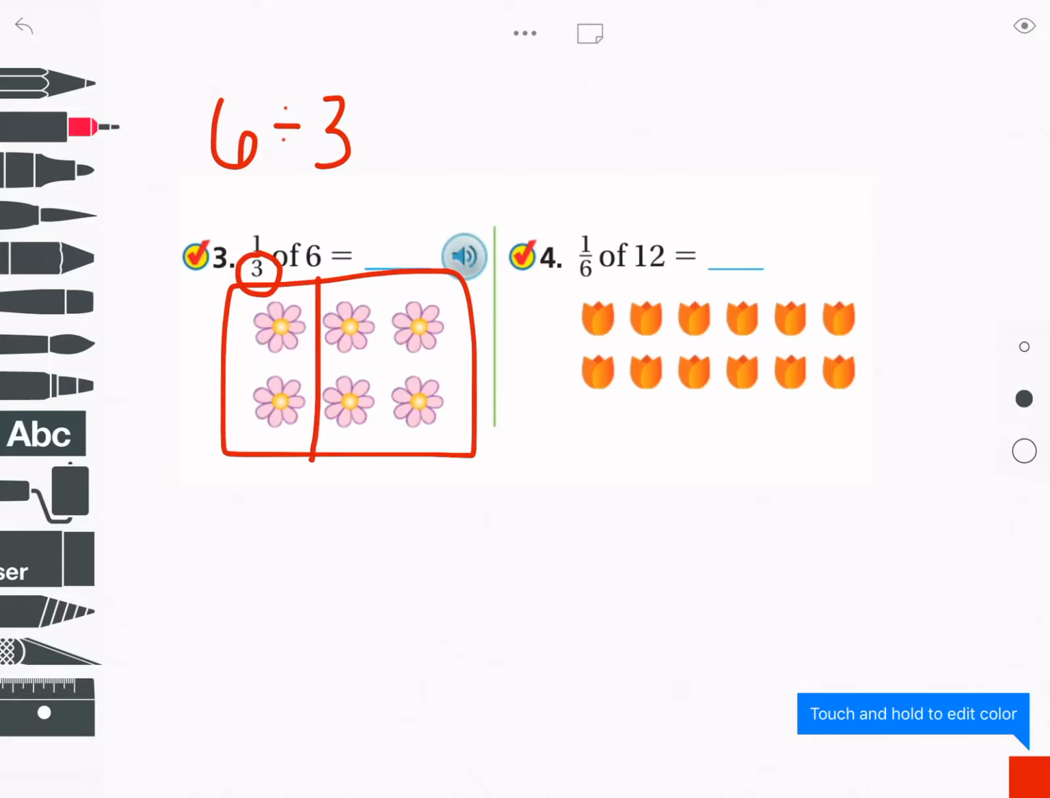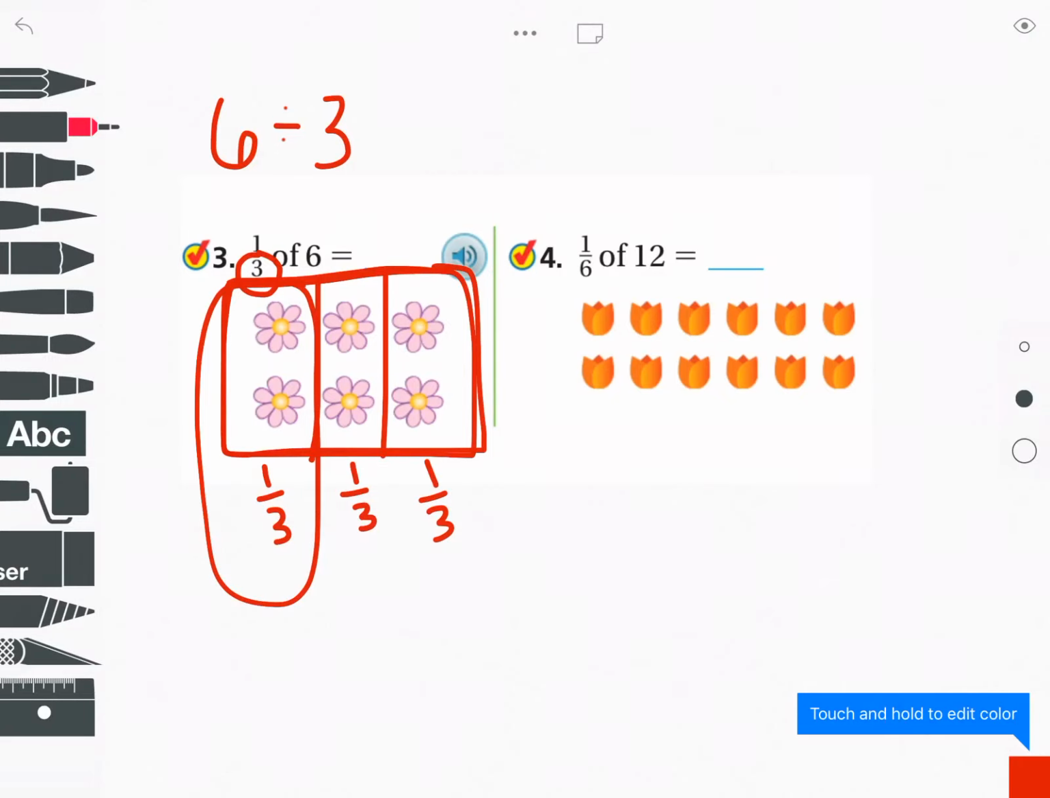So there's a third, there's a third, and there's a third at the end. 3/3 for a total of 6 flowers. Well, how many flowers are in 1/3 of the 6? 2 flowers. And look at that, we know our answer is reasonable, because if you take 6 and divide it by 3, or divide it by thirds into 3 groups, you end up with 2 as your answer.